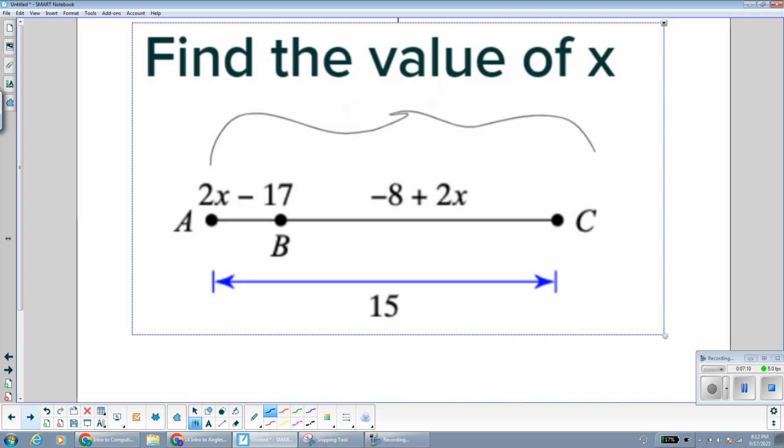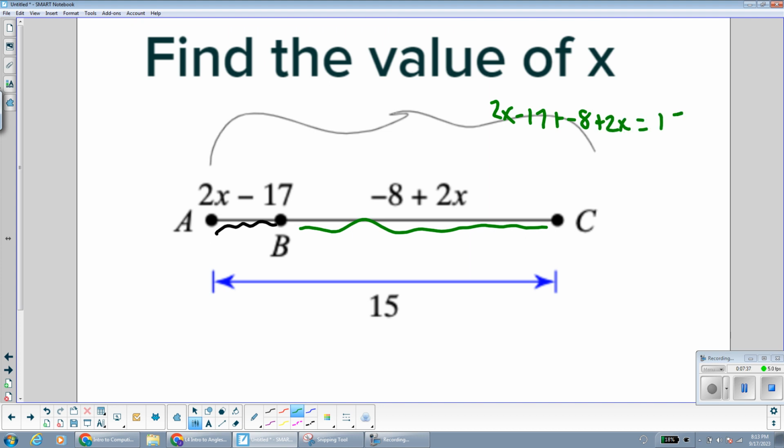Okay, here we need to find the value of x. And I notice that we're given this piece over here, AB, this piece over here, BC, and we're given the length of the whole line segment as 15. Using the partition postulate, we can say that if we take both of the parts and add them together, we get the whole. So 2x minus 17 plus negative 8 plus 2x is equal to 15. Take a second, combine your like terms, and solve for x. And here we have that x is equal to 10.